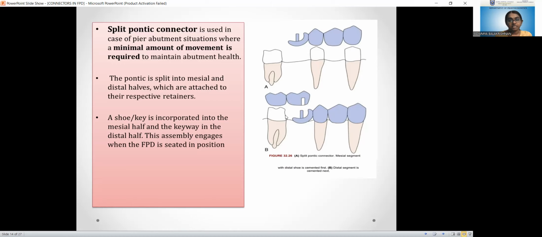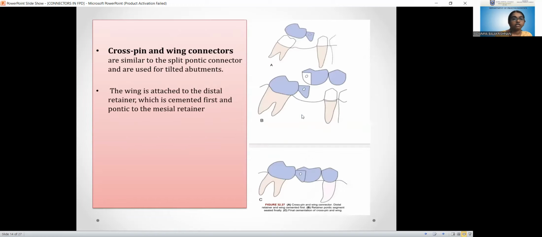In this case, this is a split pontic connector, and the mesial segment with a distal shoe is cemented first, and the distal segment is cemented next. After cementation, it will engage. This keyway should be fitting into the key. So this is how the split pontic connector looks like.